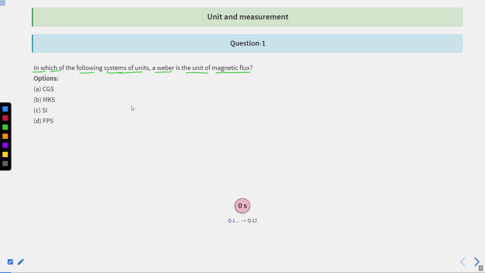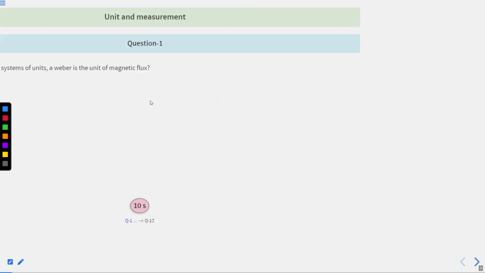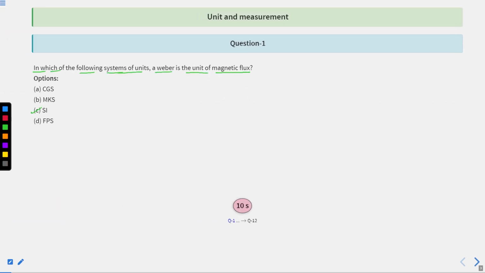So let's find a solution. Your answer is C. A Weber is the unit of magnetic flux in the SI system. In the SI system, Weber is the unit of magnetic flux. Clear?